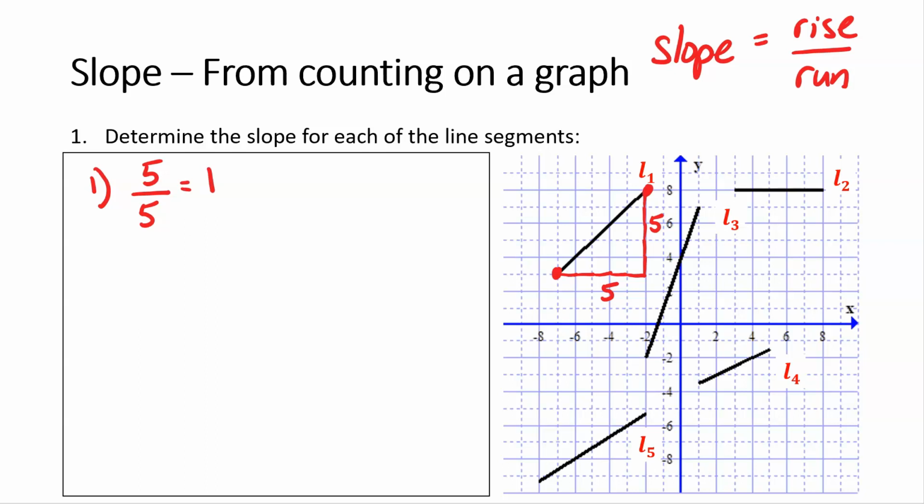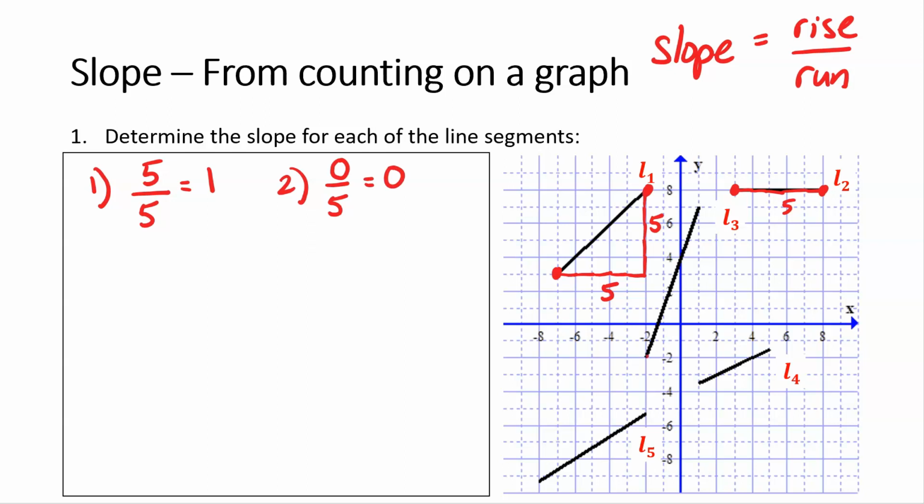Looking at line 2, start from the left and you're going all the way to the right. If you do so, you're going across 1, 2, 3, 4, 5. So you're going 5 across, but you're not going up or down. Your rise in this case is 0. So your slope would be a rise of 0 divided by a run of 5, which just equals 0.